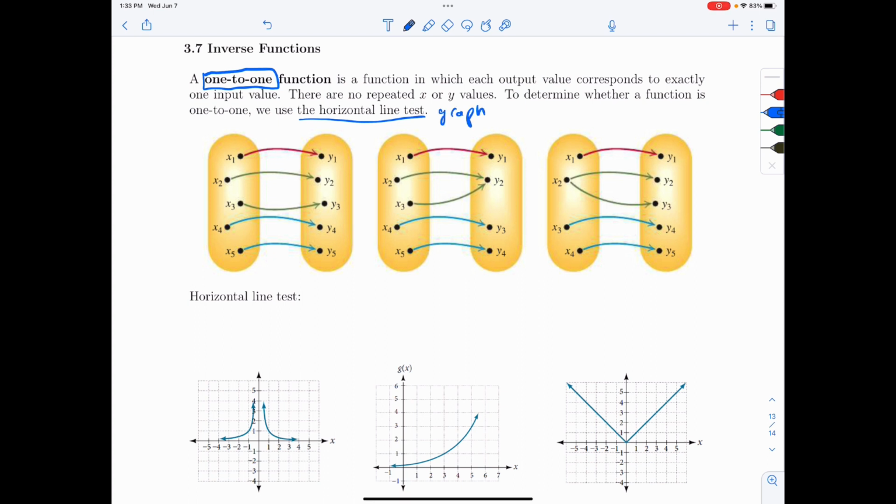So looking at these three mapping images, what we can see is that in this first one here, each of the y values or the output values is getting pointed to by only one arrow. So that tells us that this is one-to-one. In our second one here, what we notice is that this output, y2, is getting pointed to by two separate x values. So while this is a function, it is not one-to-one.